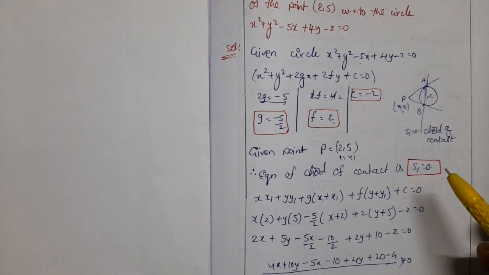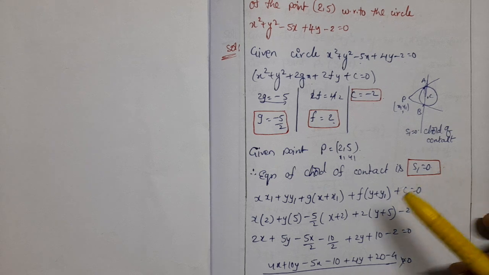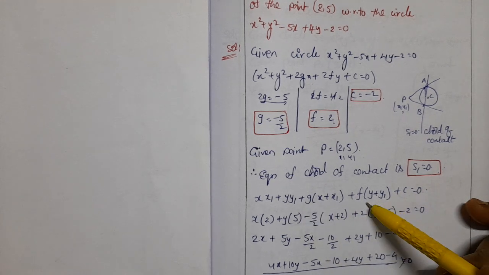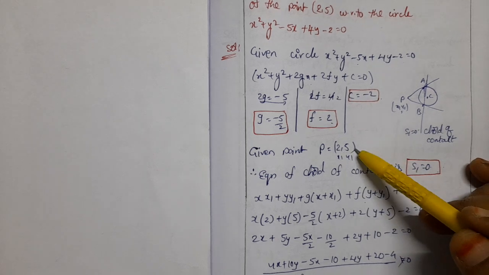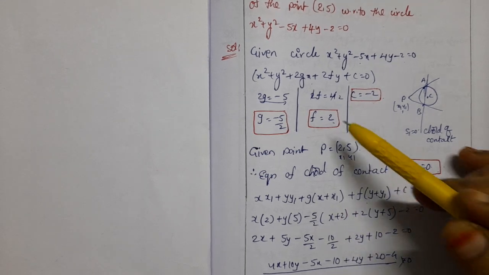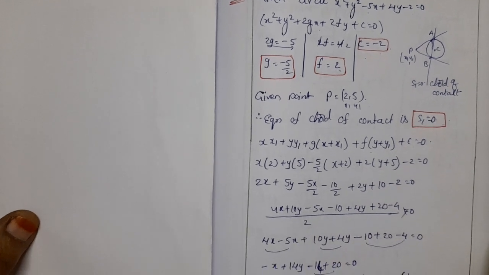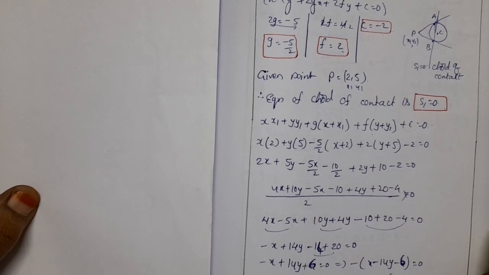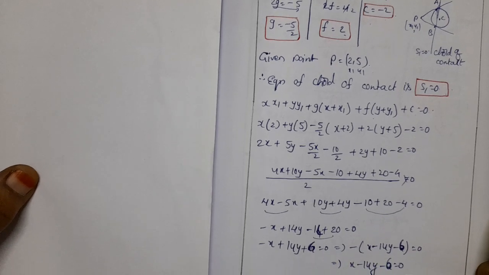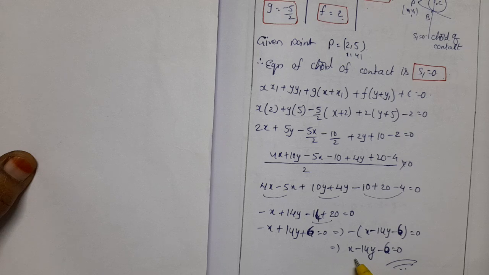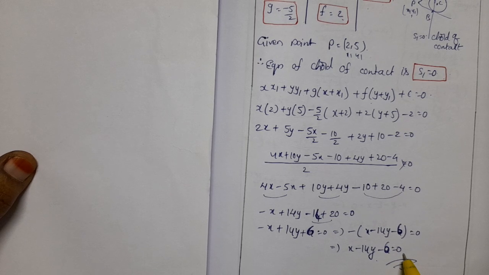Therefore, equation of chord of contact is S1 equal to 0. In this S1 notation, put x1, y1 as 2, 5 and g, f, c are from the given circle. On substituting and simplifying, we get the equation of chord of contact as x minus 14y minus 6 equal to 0.